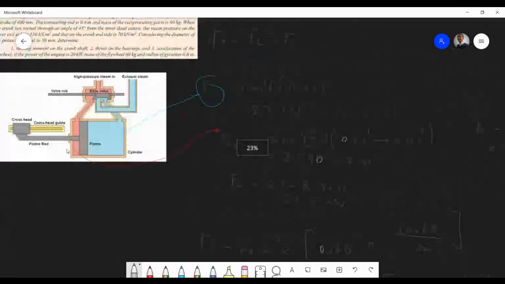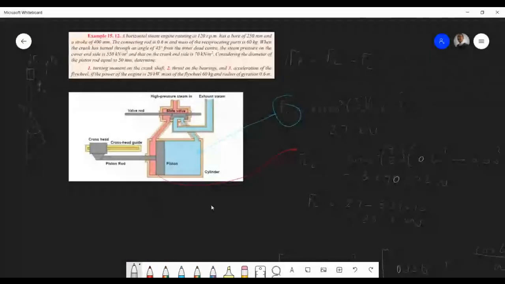So we're just looking at two different pressures on either end. Here you've got the exhaust steam apparently, and the high pressure steam, which is quite strange. You'd think that this should be higher. I honestly don't know. And then the area on this side will be the piston minus the piston rod, and on the other side, the blue side, it will be on the cover end, as it says. It will be 550 kilopascals. Okay.